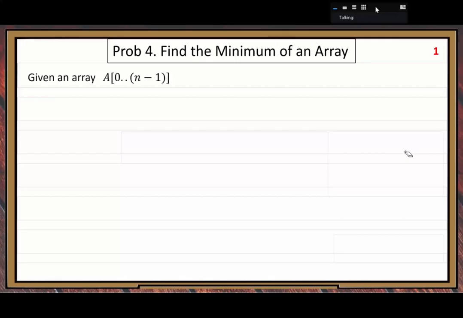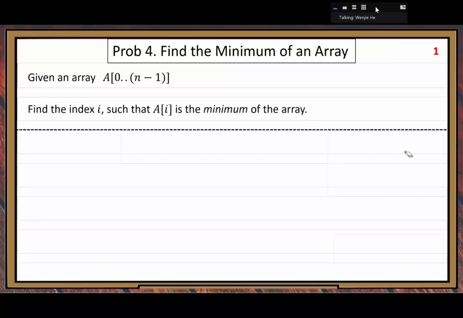All right, given an array with this notation, the question, find the index I such that A of I is the minimum of the array. That's simple. Okay? First, let's look at the solution. Solution, pretty straightforward. No trick, no special technique. We can even say we just apply the brute force method. Straightforward, brute force. So let's look at the details.